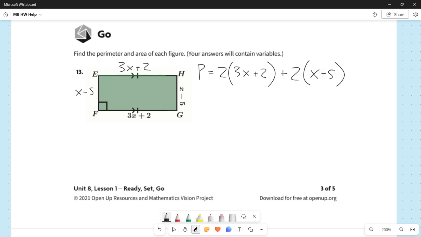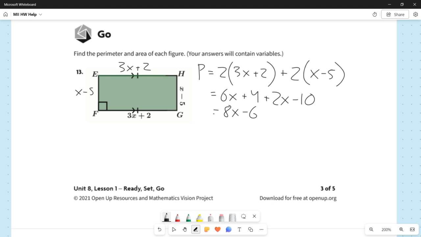And again, if you wrote this out as just plus, plus, plus, plus, that's also fine, but I just find that it's easier to think of it this way. So we want to distribute. 2 times 3x is 6x, and 2 times 2 is 4. 2 times x is 2x, and 2 times negative 5 is minus 10. And if we combine like terms here, 6x plus 2x is 8x, and 4 minus 10 is 6.